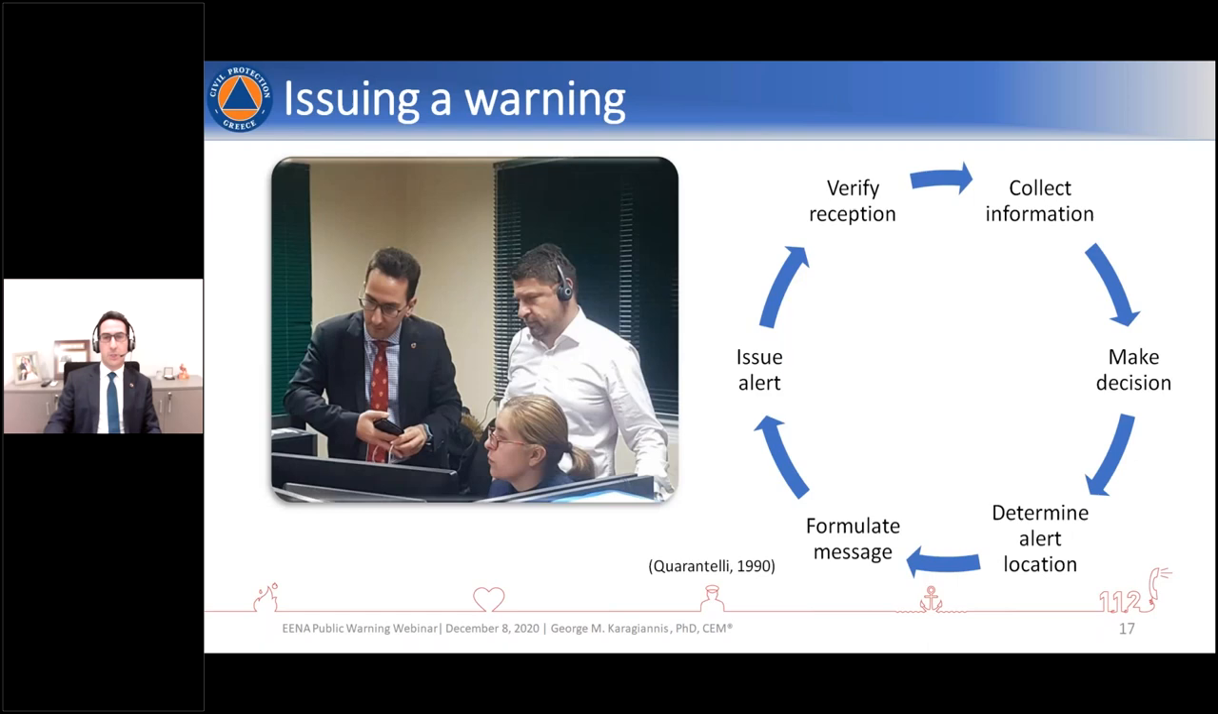Once the decision to issue a warning has been taken, the process of issuing a warning includes determining the location of the alert, formulating the message, issuing the alert, and most importantly, verifying its reception. We often call emergency response organizations in the alert location to verify that the message has been received as intended.